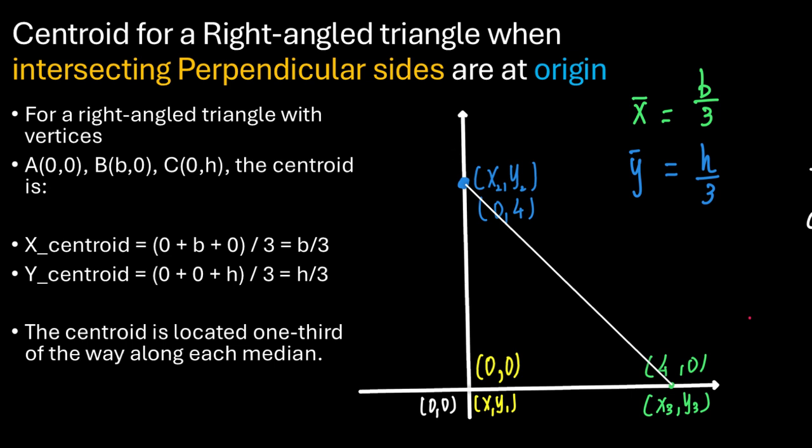We've been given a triangle. Let me just name this. So we have O, A, and B, right? And for a right angle triangle with vertices A, O comma O, B, we have B comma 0, which is 4 comma 0, and C 0 comma H, which is 0 comma 4.